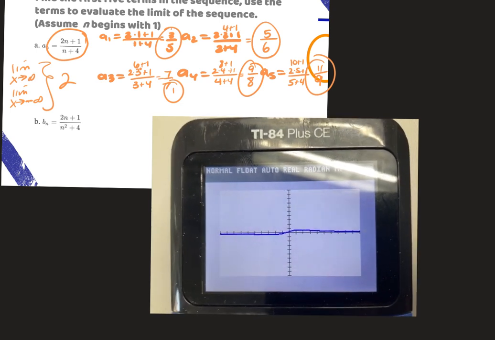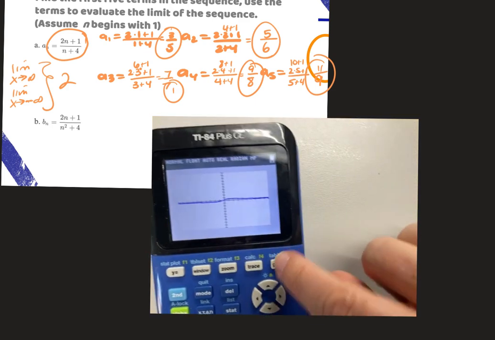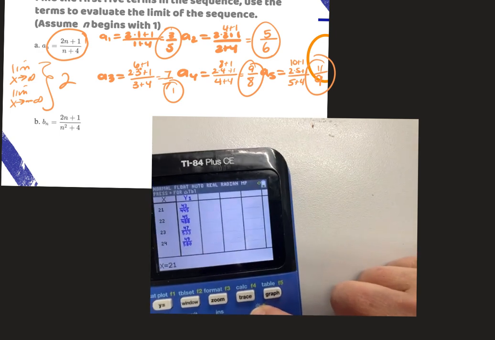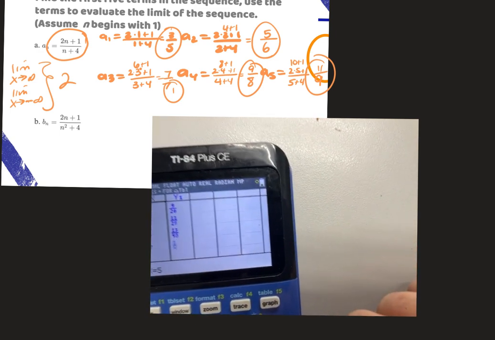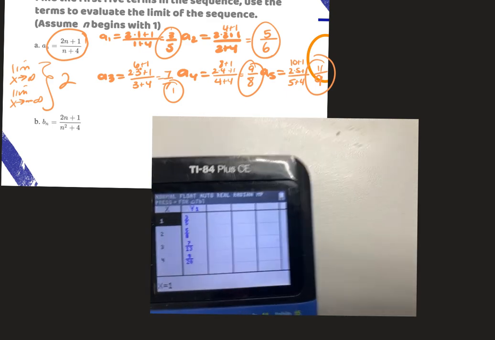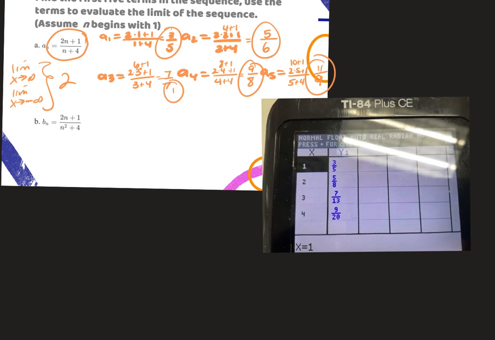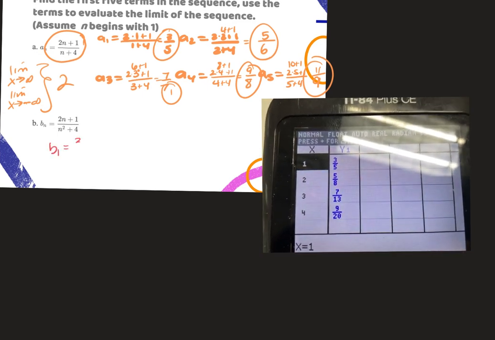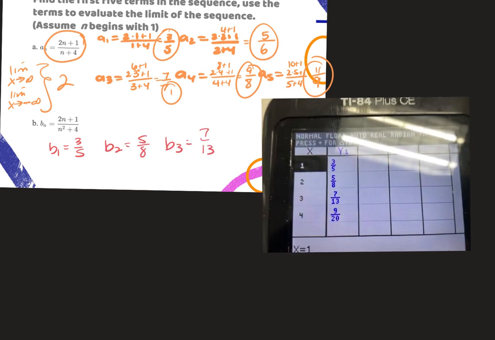If I wanted to get the terms in my sequence without having to do the work, I can literally just go to table, second, table, and I would go up to where x equals 1. So I'm going to start where x equals 1. Okay, and my first term is there. It's 3/5. So A, this time it's B. So B1 is 3/5, B2 is 5/8, B3 is 7/13, B4.